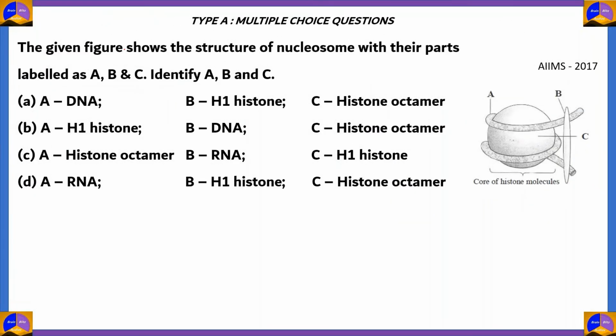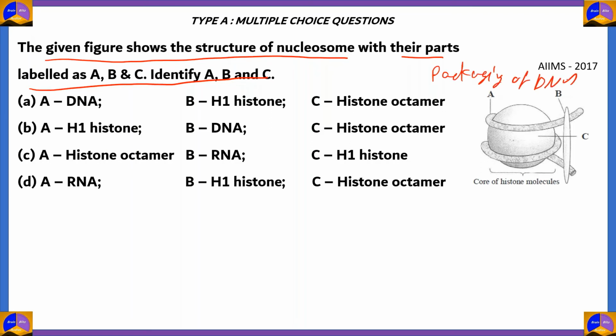Now, the given figure shows the structure of nucleosome with their parts labeled as A, B, and C. We need to find out what is A, B, and C. So the structure of nucleosome represents the packaging of DNA. And when you write the process, it is given that DNA is wound around.